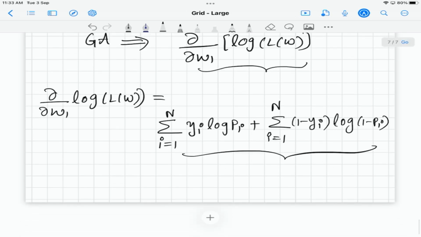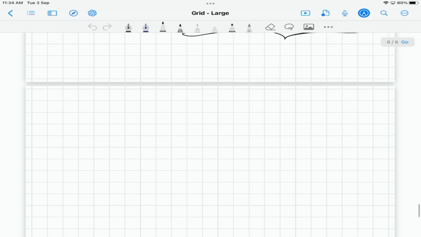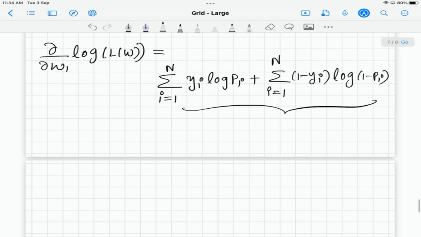Okay, so this is my log likelihood. If I just remove the minus, this is simply the log likelihood. If I keep the negative sign here, it becomes cross entropy. That's it. So this term, what is my pi? Pi is the output of my logistic regression, right?